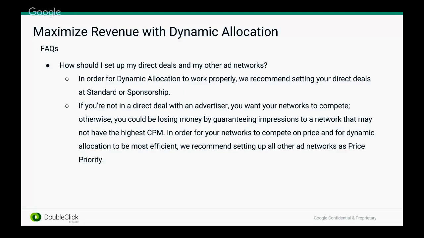Yeah, and one of the common things is seeing network set up as network. That's the old legacy way, right? Before dynamic allocation was really possible within DFP. So network, again, is similar to hard coding, where you're specifying a specific number of impressions. But as we saw, not very efficient. Price priority is the most efficient way to do things and how you want your networks to be set up.